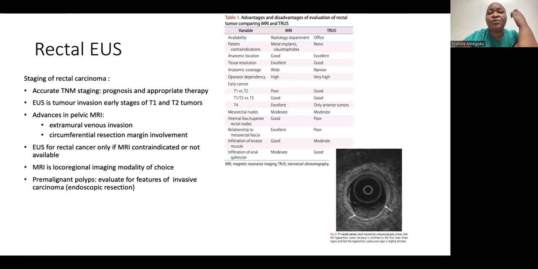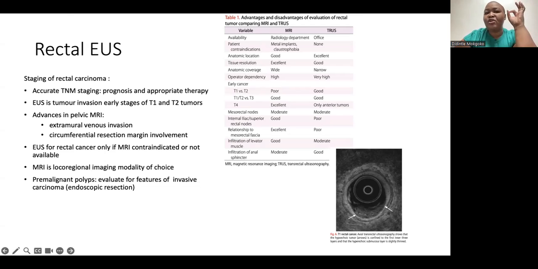EUS is best used for evaluating for T1 and T2 tumors. So invasion of the submucosa versus invasion of the muscularis. That seems to make a big difference in terms of deciding if your patient can go for something that is an en bloc resection, like an endoscopic submucosal dissection, or even an intermuscular resection, or a patient who really needs surgery. So that's where your role of EUS is going to be compared to MRI.